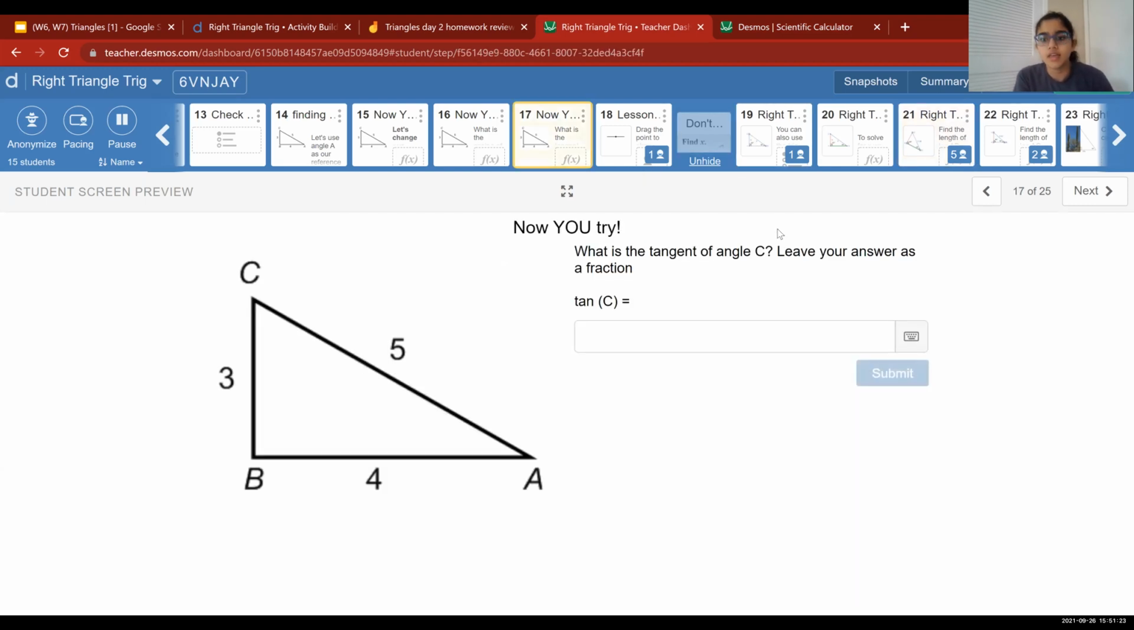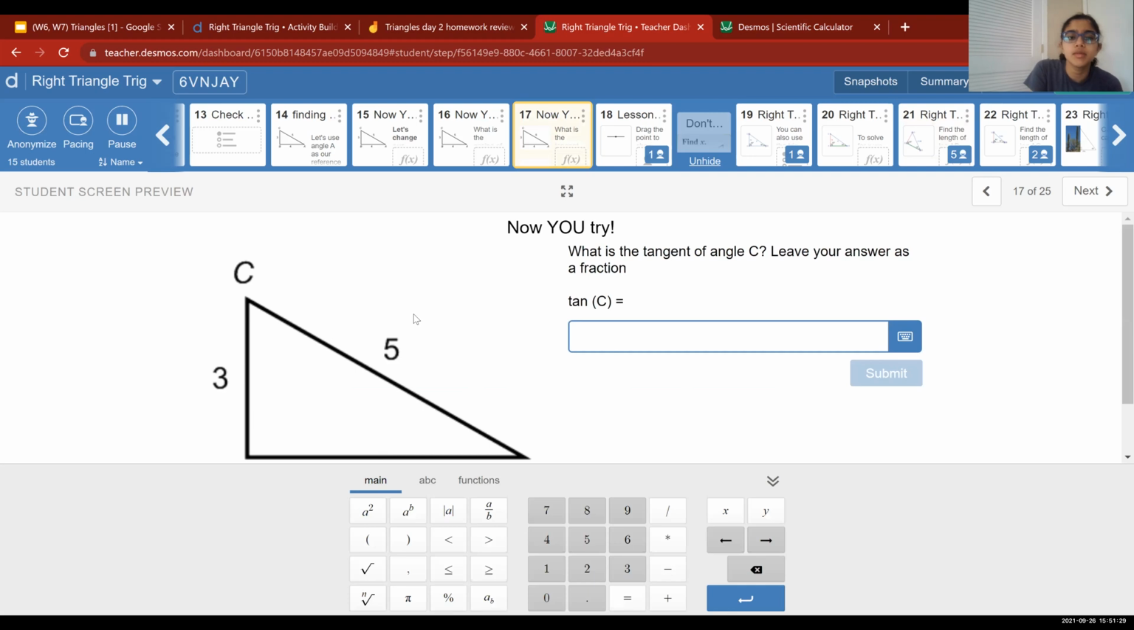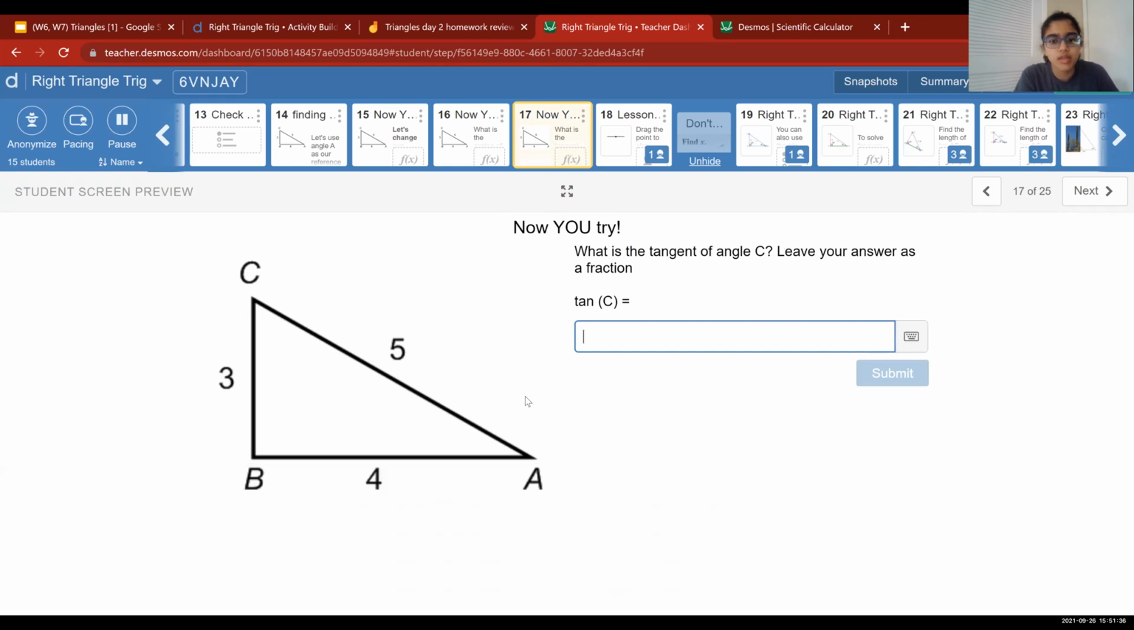Okay, back to explaining these problems. Tangent of angle C: remember tangent is opposite over adjacent. So we would get opposite, which is 3, over 4, which is adjacent. So we get 3 over 4, which is our answer for that.